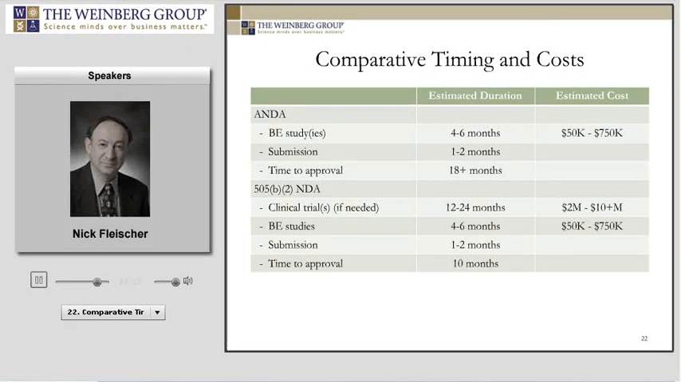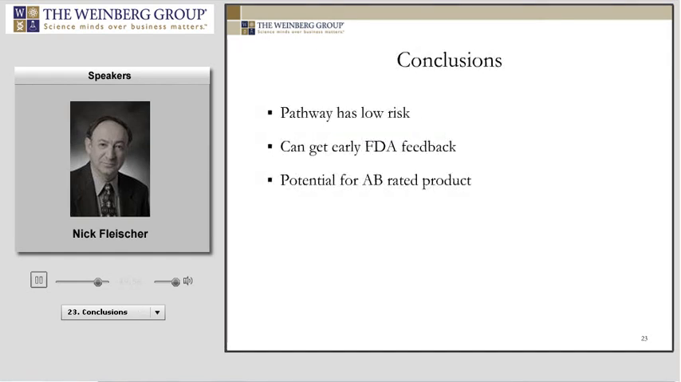Whereas for a 505(b)(2) NDA, the clinical trials, obviously, if they're needed, can be 12 to 24 months, and you see the estimated costs that are associated with those. The bioequivalence studies would be very similar to the ANDA. Submission time could be very similar to the ANDA. And the big difference being that the 505(b)(2) NDA goes through the PDUFA, the user fee process. FDA must take an action on an application within 10 months to either approve or not approve the product. So there is a known process.